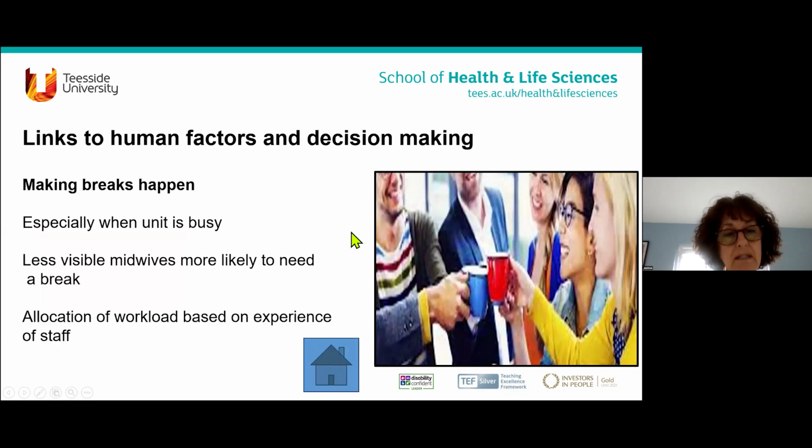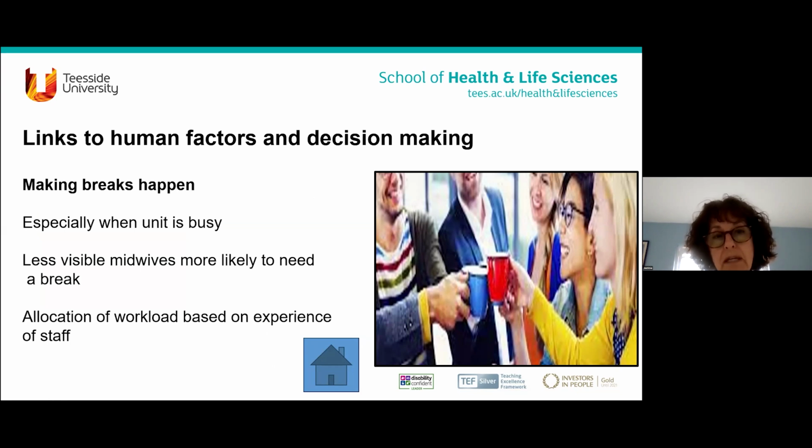Importantly, in human factors, we know that lack of nutrition affects decision making, and the excellent coordinators made sure that all their staff got breaks, particularly when the unit was busy. They understood that perhaps if a midwife or doctor wasn't around to have a break, that was probably because they were caught up in a room with a woman who was very complex.